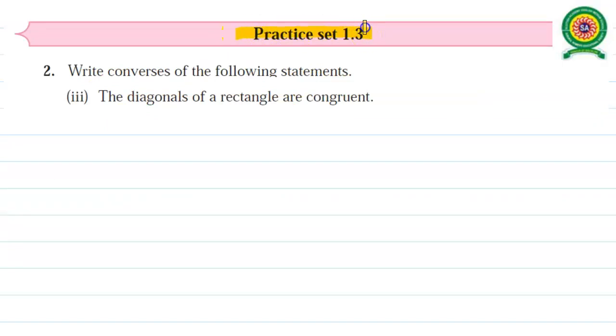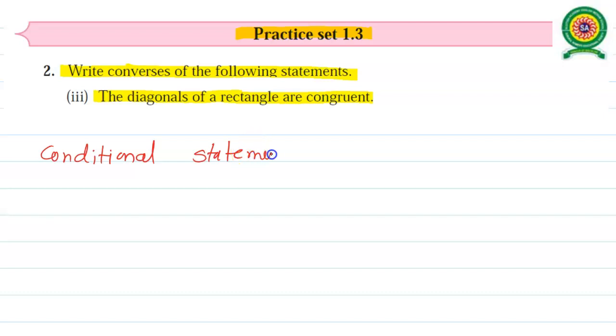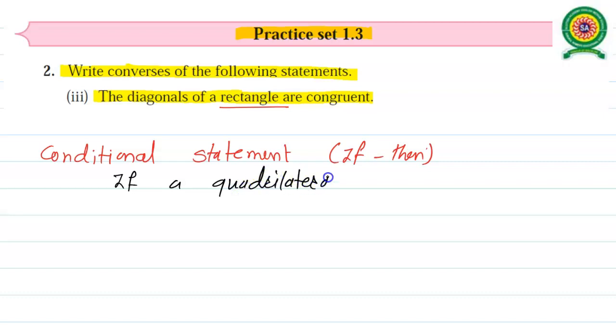Now look at question number 2, sub-question 3. Write the converse of the following statement. The diagonals of a rectangle are congruent. So let's first write its conditional statement. What is meant by a conditional statement? We have to use if-then in the given mathematical statement. Rectangle is a type of parallelogram, so its conditional statement is of the form: if a quadrilateral is a rectangle, then which property do we have?